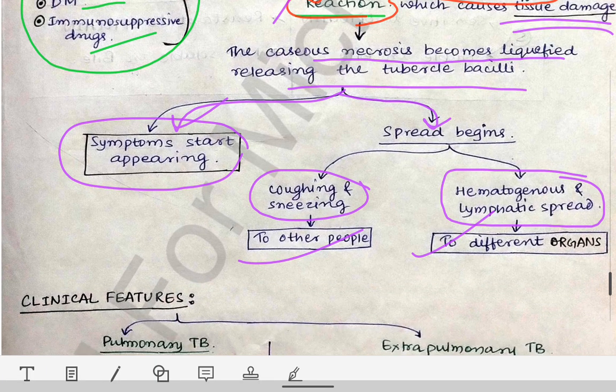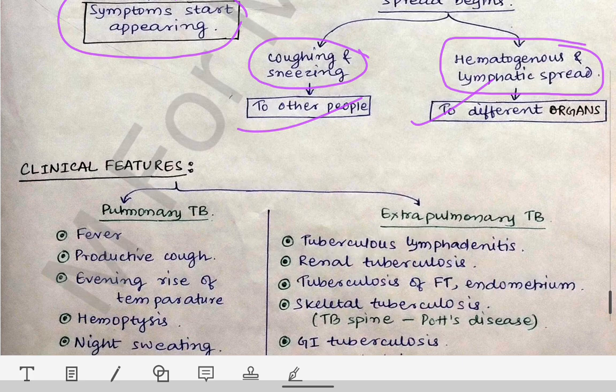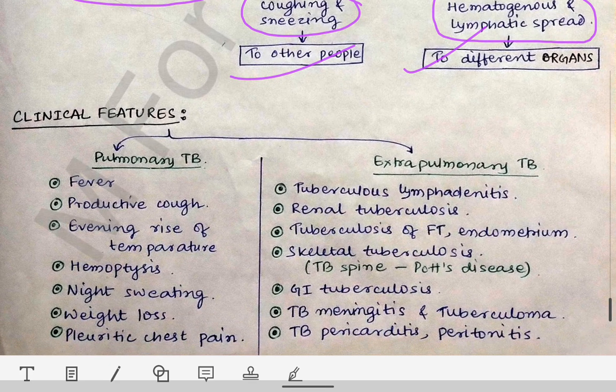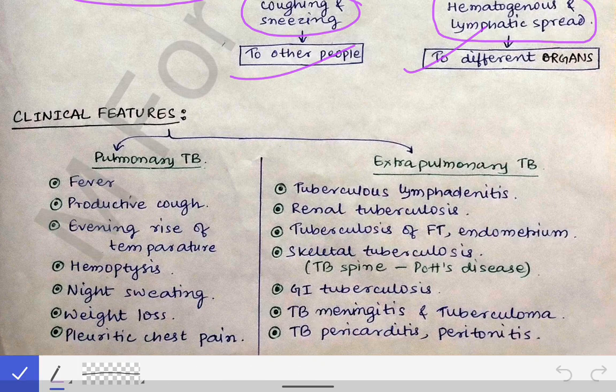Now we will start the clinical features. That is the last part of this lecture, but not the least. This is an important point of this video, because you will be able to diagnose a case only if you know the clinical features of a particular disease.